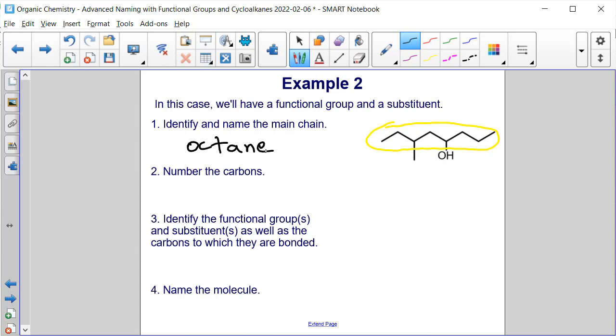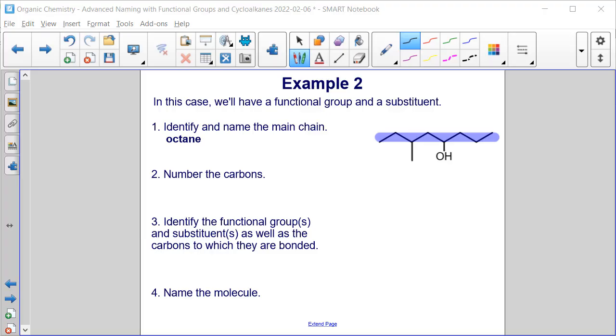Octane, okay? Now we need to number the carbons, and there is both a functional group, an OH functional group, and we have a substituent here. But we need to start our numbering on the end closest to the functional group.